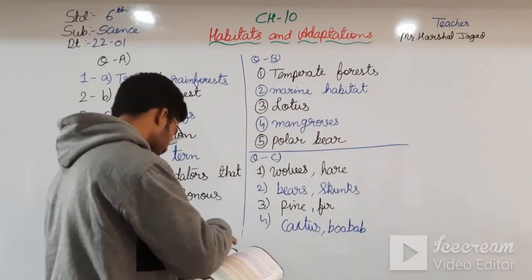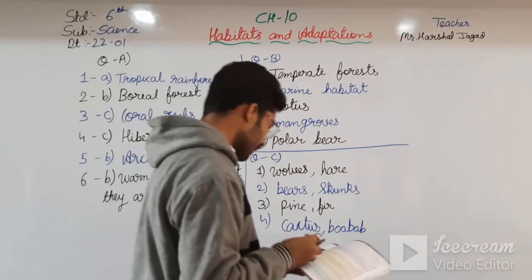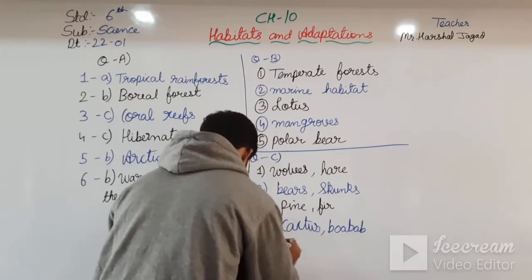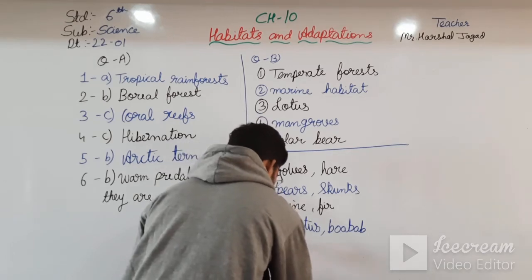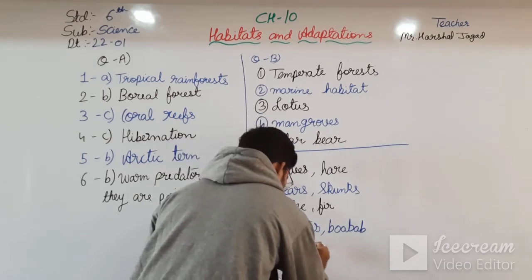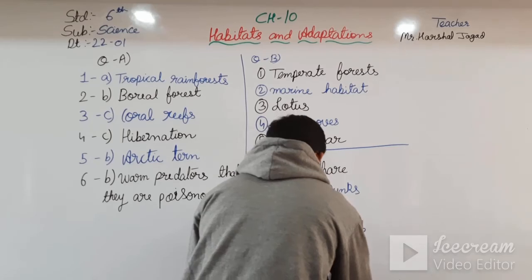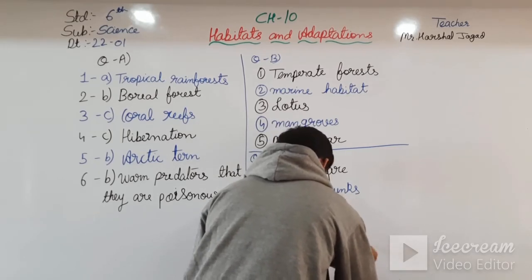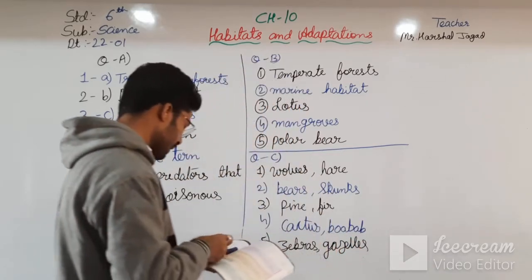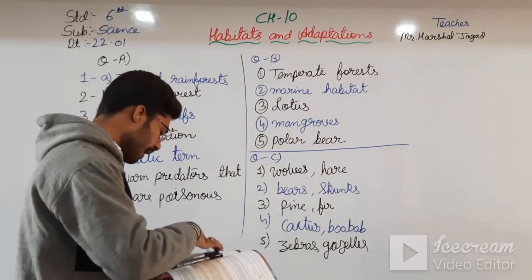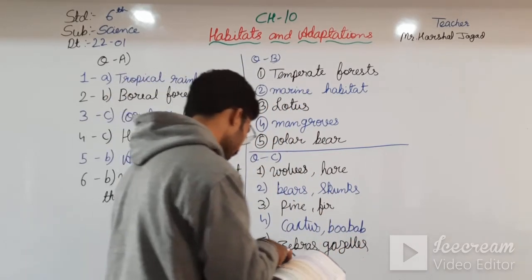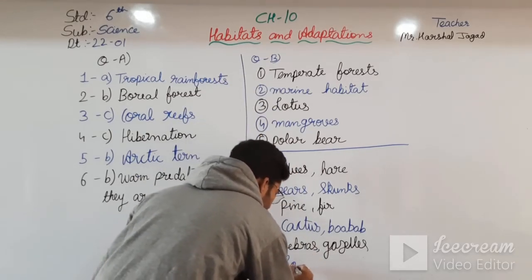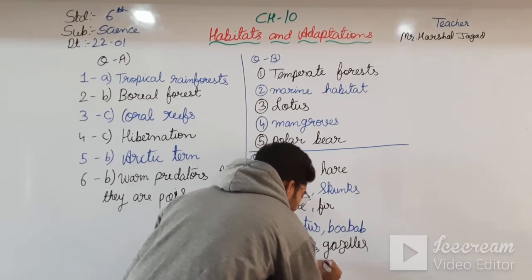Fifth one, animals that can run very fast to escape predators, that is zebra and gazelle. Sixth one, aquatic plants, that is lotus and water lily.